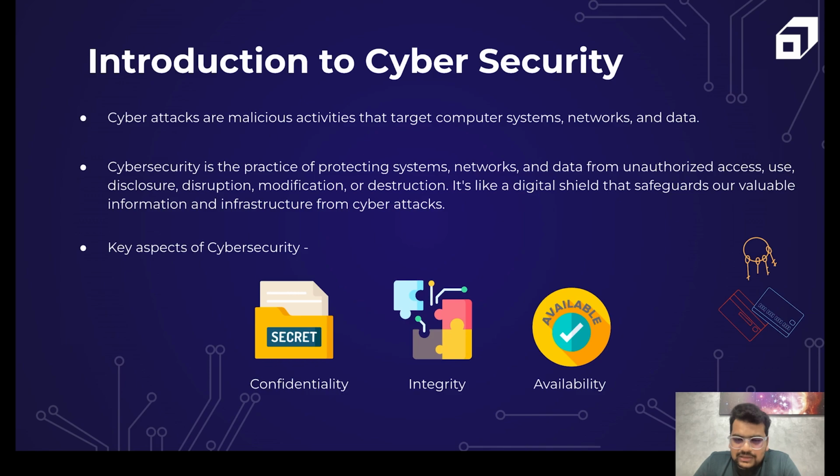So this kind of attack is also a kind of cyber attack. So first let us understand what cyber attacks are by the definition. So guys, cyber attacks are malicious activities that target computer systems, networks, and data, right? And to understand about cybersecurity, let us go through the definition first. So basically, cybersecurity is the practice of protecting from these attacks.